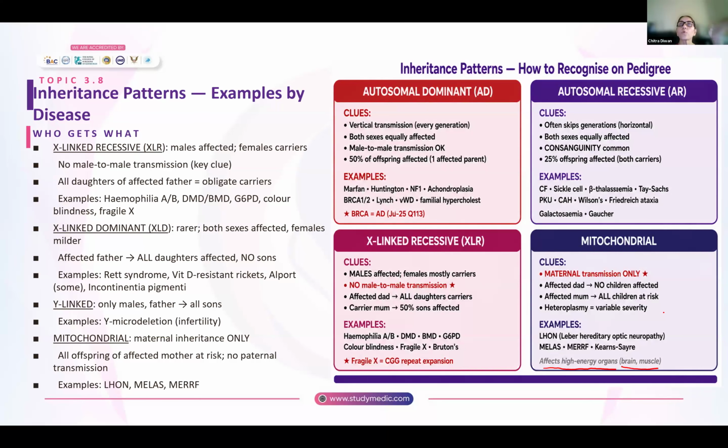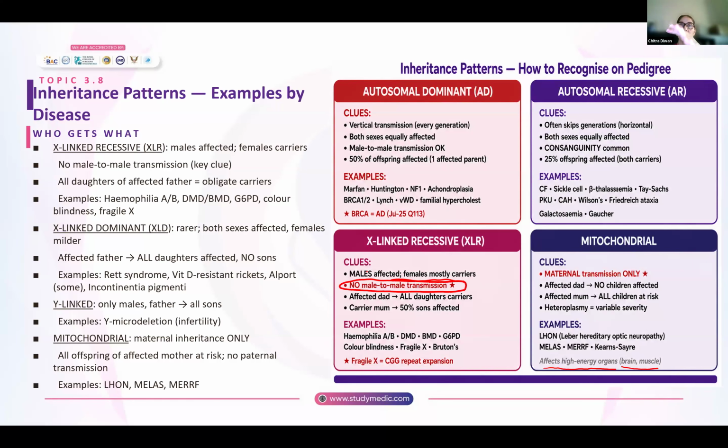So males are more affected than females. In the pedigree chart, when you see more males affected, and females are only carriers, then you know that it is an X-linked recessive pedigree. There is no male-to-male transmission, something which you have to remember. In X-linked recessive, there is no male-to-male transmission.